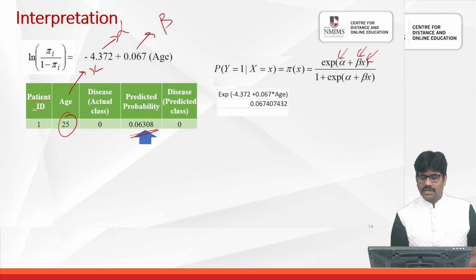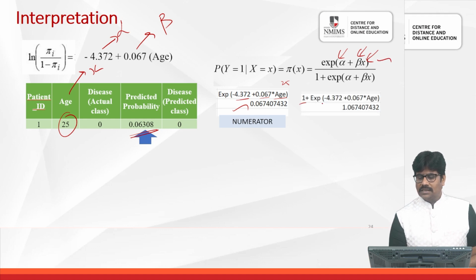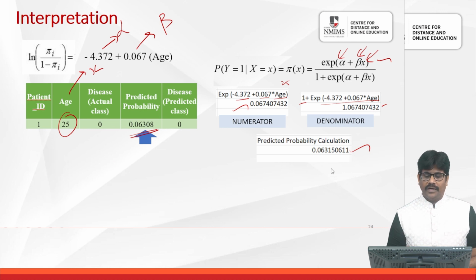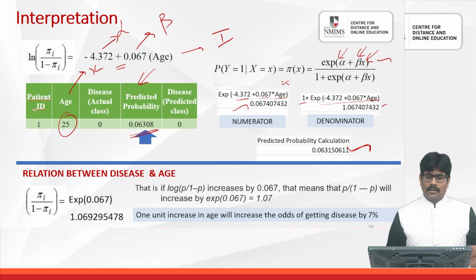So plug in all those values, that is exponential of alpha plus beta into age. So age I put in as 25, then I get the value of this after calculation, which is your numerator part, and the denominator part is 1 plus the exponential part, I get this denominator. The numerator divided by the denominator, I get a predicted probability of this. So you can verify it. So this is how we get the predicted probability.